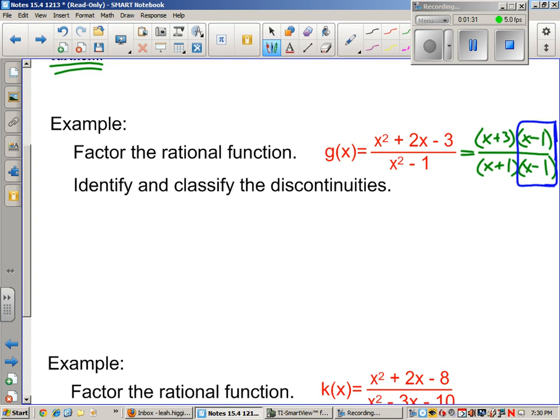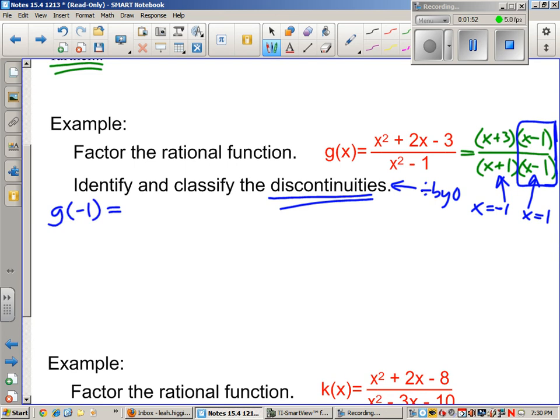So if we're looking for discontinuities, we need to find out when we're dividing by 0. Okay, there's two different places here when we're dividing by 0. X equals -1 and X equals 1. Those are the two different places. And as you can see, there's two different things happening there. When I try and plug in g of -1, I get a number divided by 0, right? G of -1 would be 1, -2, -3. What is that? -4 over 0.